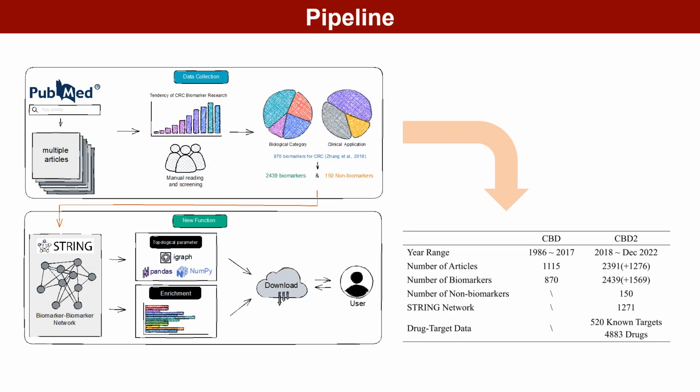This is the pipeline of CBD2. We manually collected and classified validated biomarkers and non-biomarkers by manually reading the literature, and added innovative network construction and analysis functions. Compared with CBD, CBD2 updates 1569 biomarkers, bringing the total number of biomarkers to 2439.